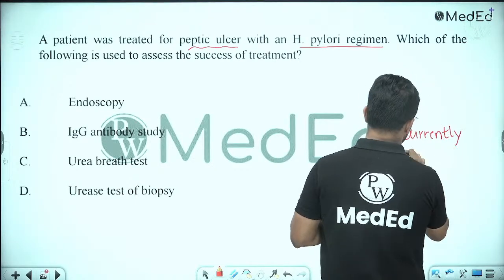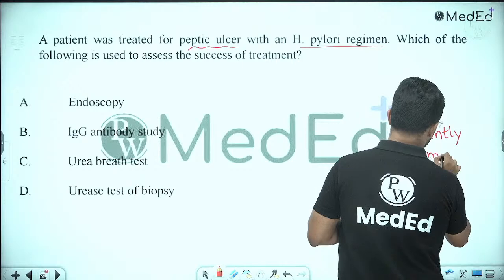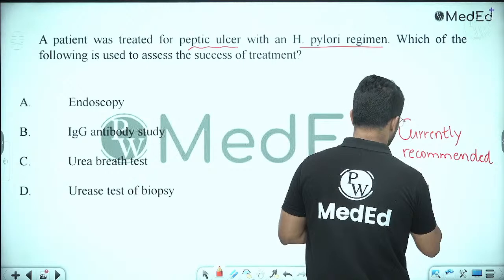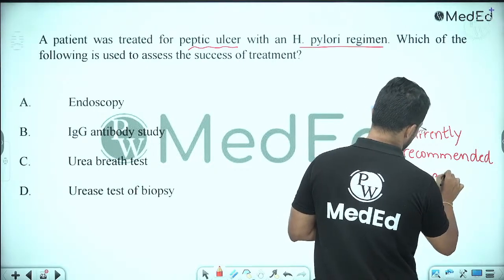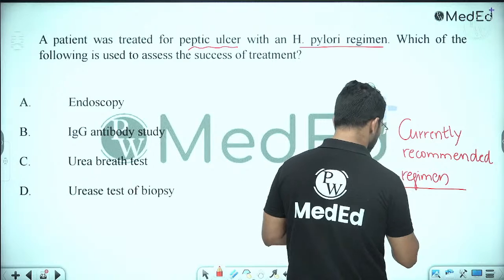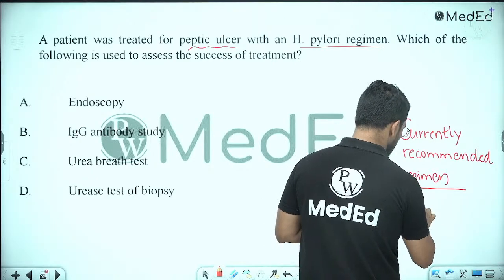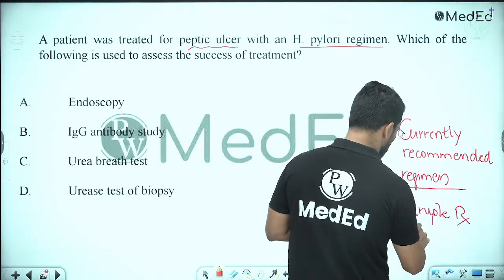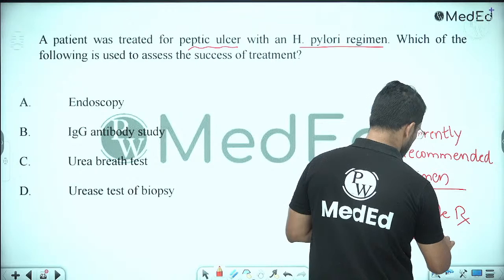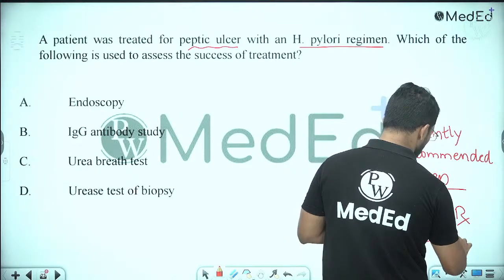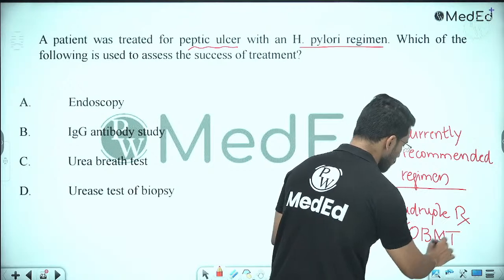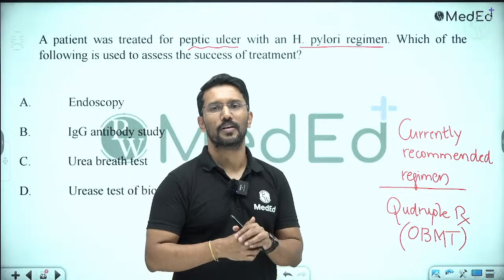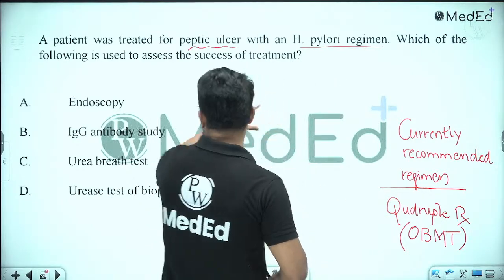That is going to be quadruple therapy. So in India, no longer we recommend triple therapy. Quadruple therapy, that too OBMT: omeprazole, bismuth, metronidazole, tetracycline. OBMT is the currently recommended regimen. We need to treat in India with 4 drugs. It's not going to work with 3 drugs anymore. Okay. So he has been treated.